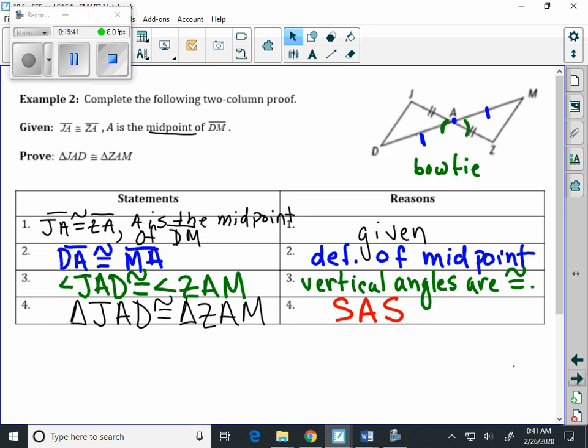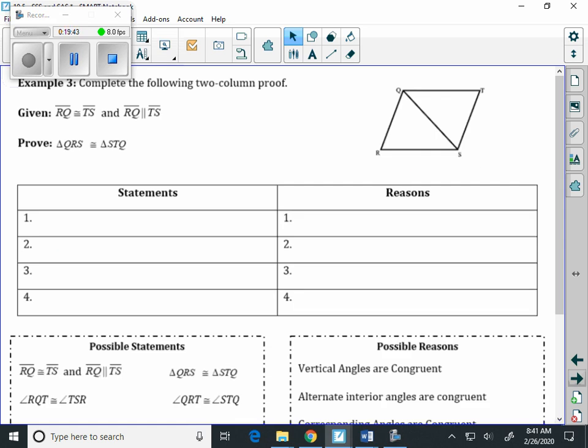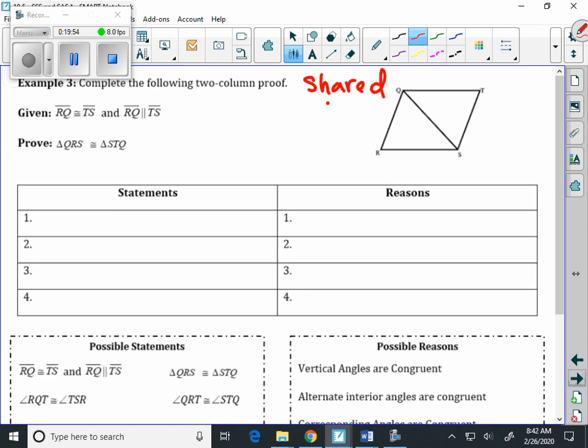Last one. Complete the following 2-column proof. This time, we did the bow tie. This one is the shared side. And if you can identify that, that might help us get through something. But shared side is important.